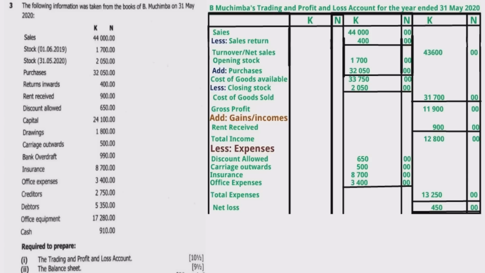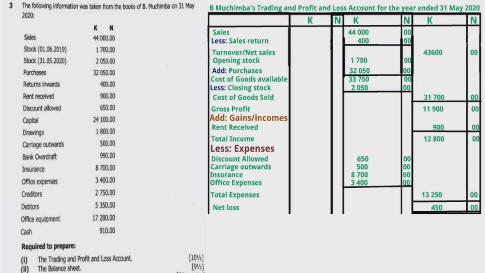Why? We are able to tell that this is the net loss because the expenses are bigger than the income. So this is the net loss, which Mr. Mchimba incurred: a net loss of 450 kwacha. Okay, so 450 kwacha is the loss that was made.